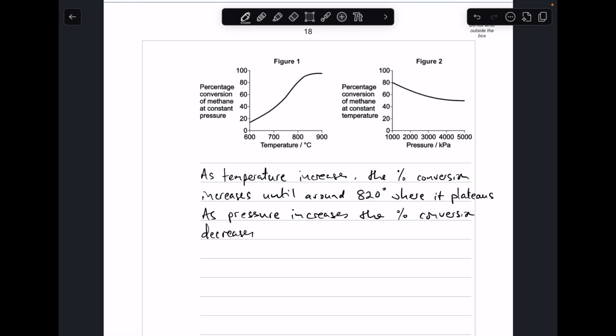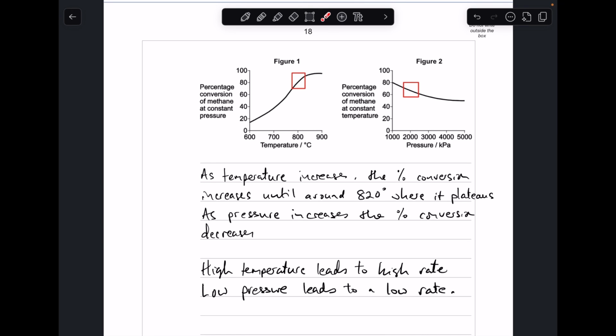But now if we think about rate, we know that obviously a high temperature leads to a high rate. So a high-ish temperature is what we need, but remember we're not going to go past 820. However, a low pressure leads to a low rate of reaction, so we don't want the pressure to be too low. So in terms of temperature, I'm going to go for around about 800 degrees C, and in terms of pressure, around about 2000 kilopascals.